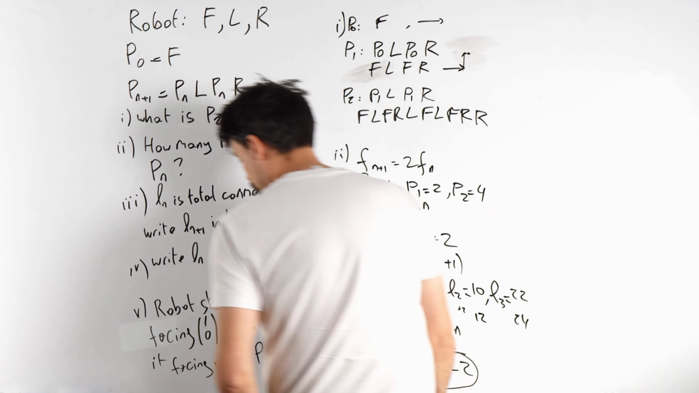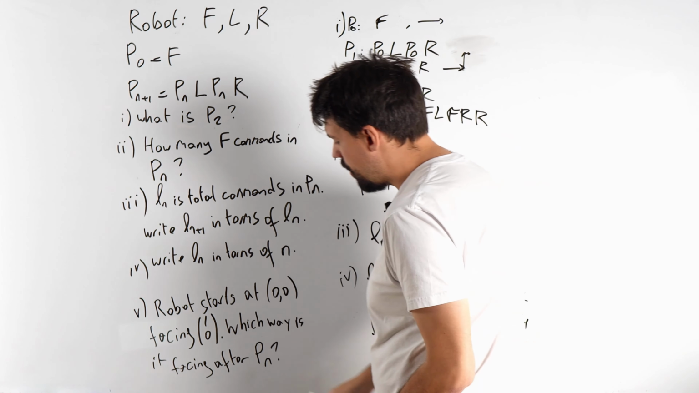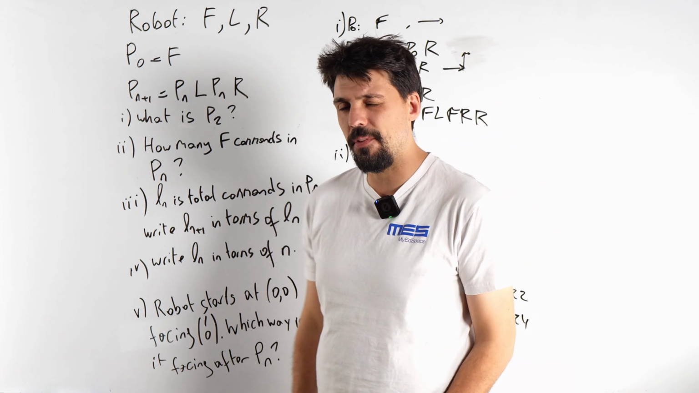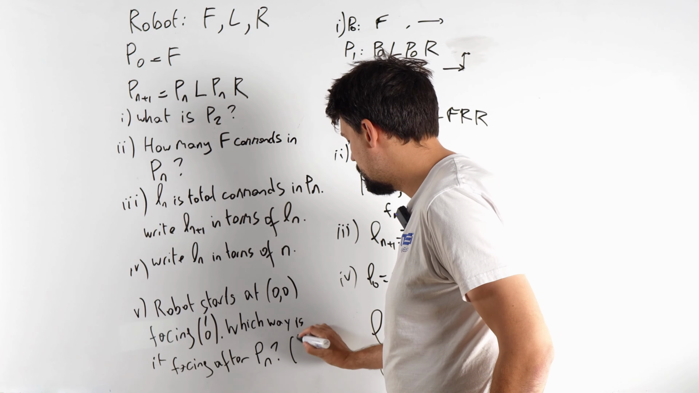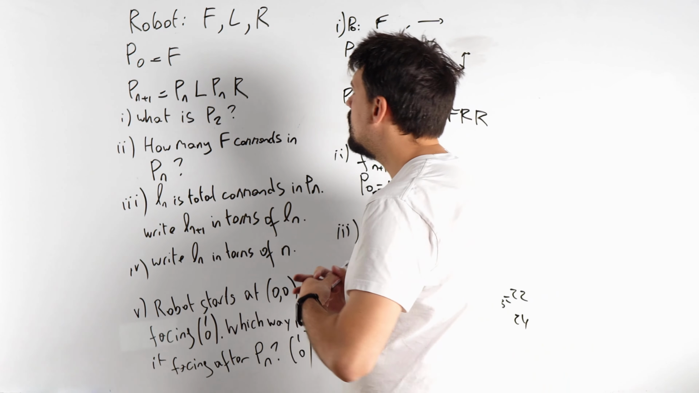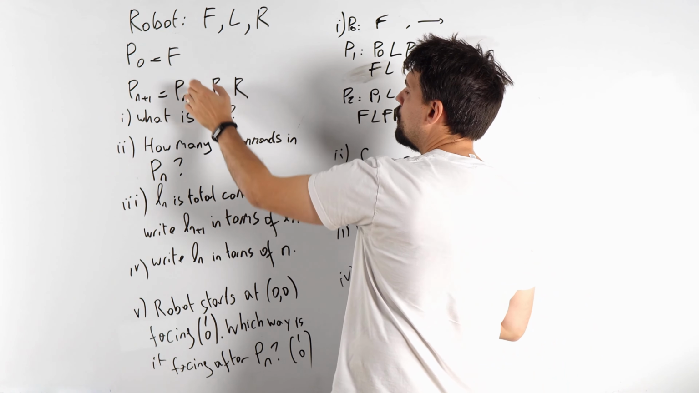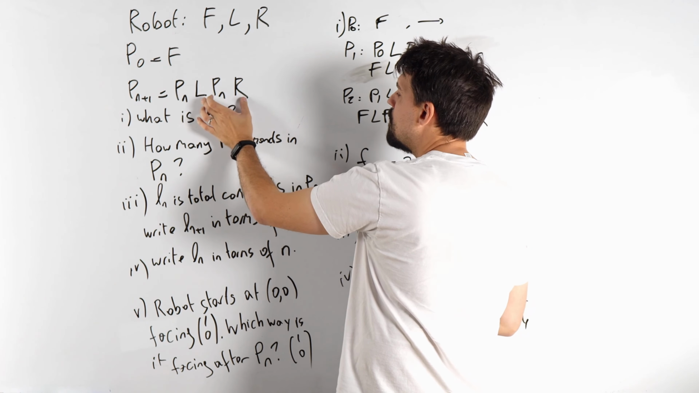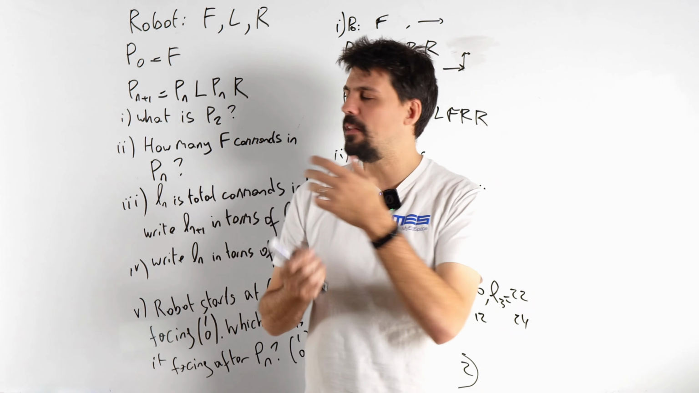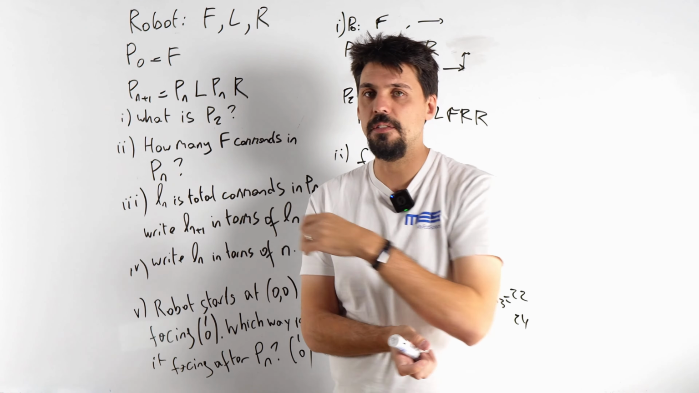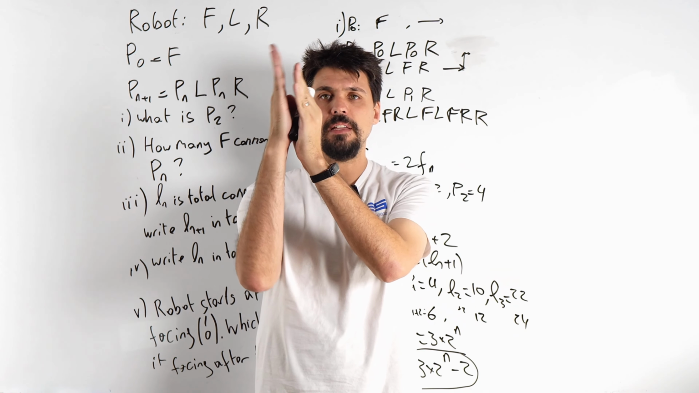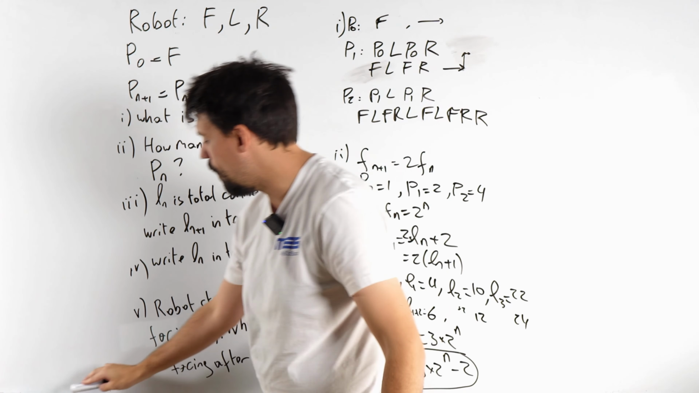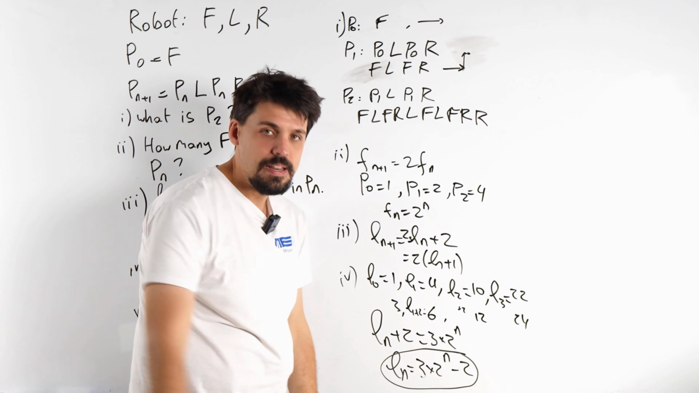Now, if the robot starts at 0, 0, and it's facing the positive x direction, which way is it facing after Pn? This one's a bit of a trick. It's facing the same way. Why is that? Well, we start with going forward, and any time we build this, we turn left as many times as we turn right. So overall, you will have turned 90 degrees left and then right the same number of times, which will cancel out. So you are facing the same way.